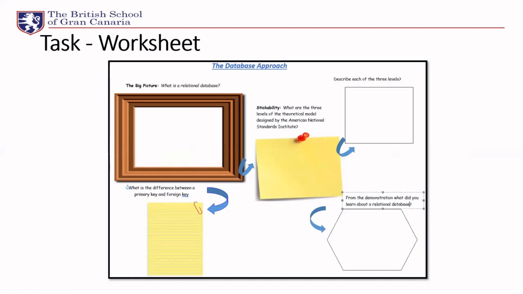So bigger picture, what is a relational database? Stickability, what are the theoretical models designed by the American National Standards Institute, and I'd like you to describe each of the 3 levels. What is the difference between a primary key and a foreign key? And from the demonstration, what did you learn about relational databases? Okay, obviously, like I said, if you've done GCSE ICT, you know it anyway. And if you need help, please refer to chapter 10 in your book. Okay, the database approach section.